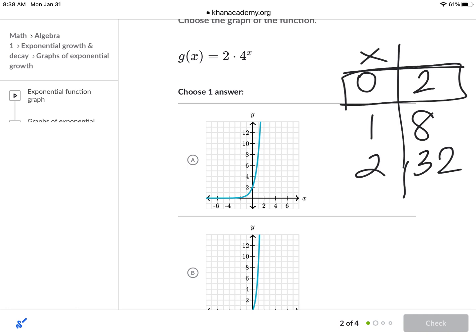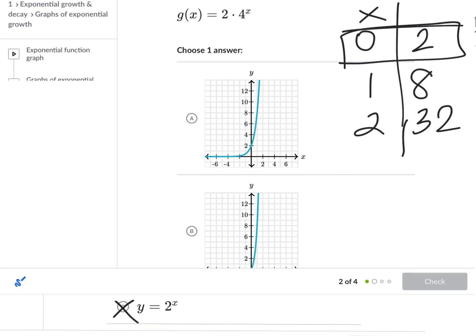Okay, so of the pictures we can see, let's see, 1, 8. I'm guessing it's going to be B because that's much steeper. I'm thinking it's going to be B. Let me go back to the other page and check. So A is the right answer for that one.